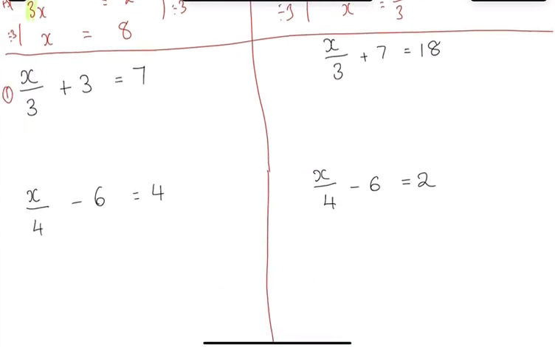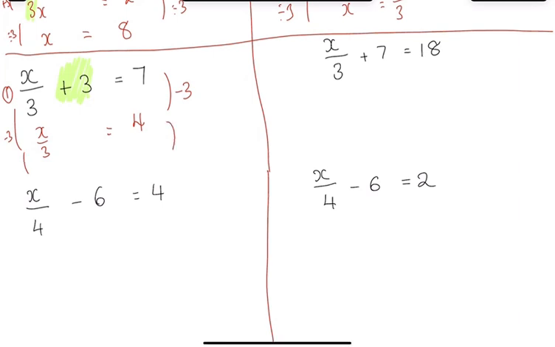This first one, we have x over 3 plus 3 gives us 7. Now, thinking about that function machine again, we're doing x divided by 3, and then we're adding 3. So because the last thing we did was add 3, it's the first thing we're going to do here. So getting rid of that 3, make sure we're doing the opposite. We're going to take it away. And that gives us x over 3 equals 4.